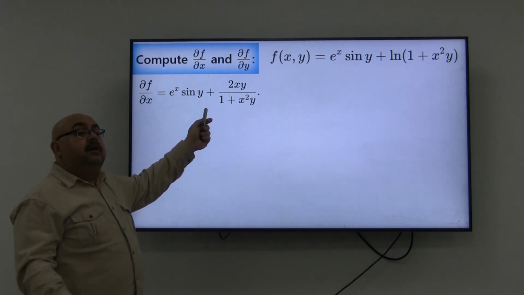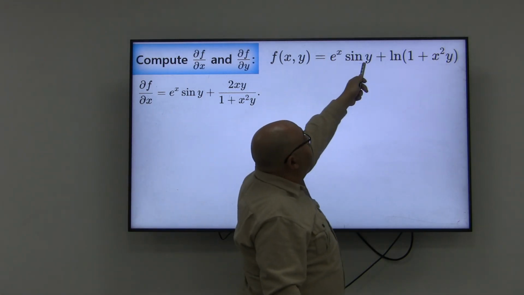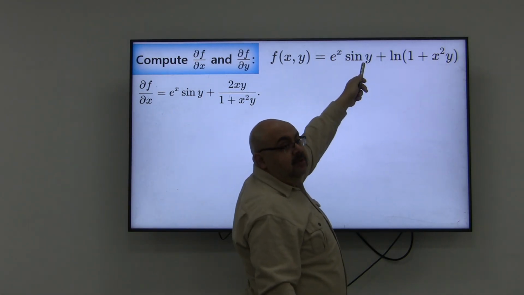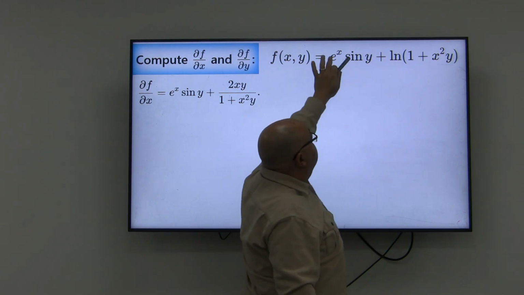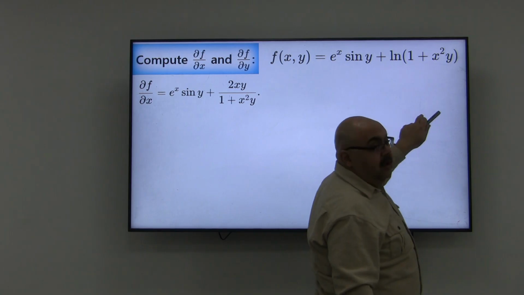Can you do the y? Yes. Okay, so which part of this is going to be affected? The sine y. It's going to be cosine y. So it's going to be e to the power of x cosine y. And then this part will be 1 over 1 plus x squared y, times x squared.